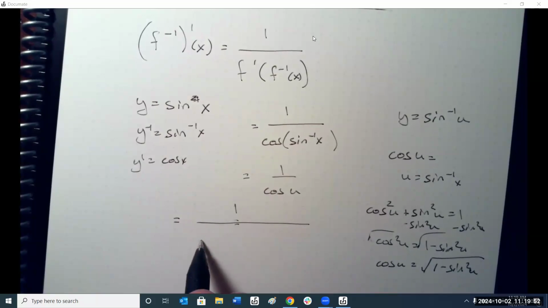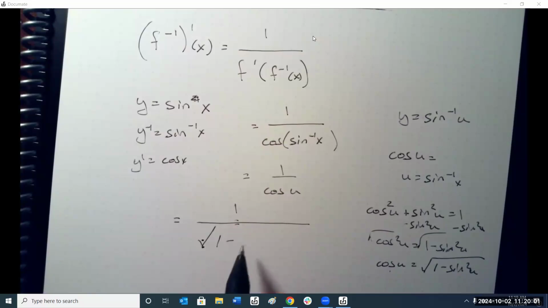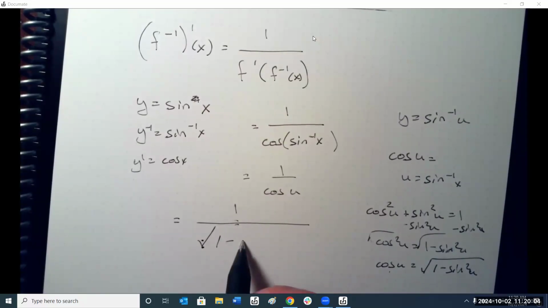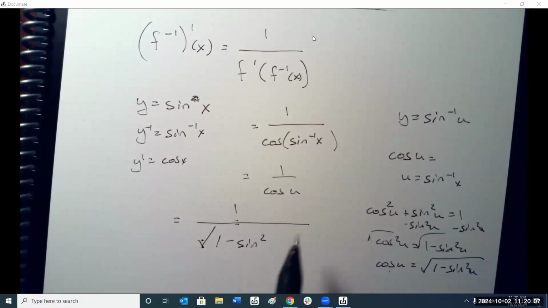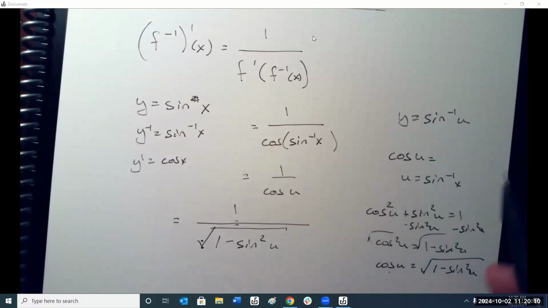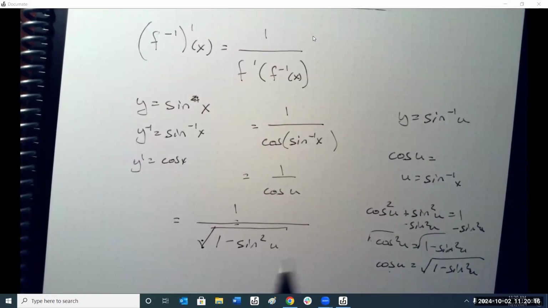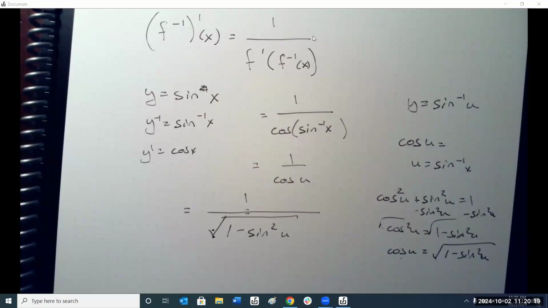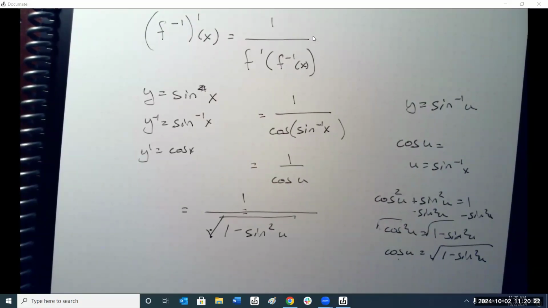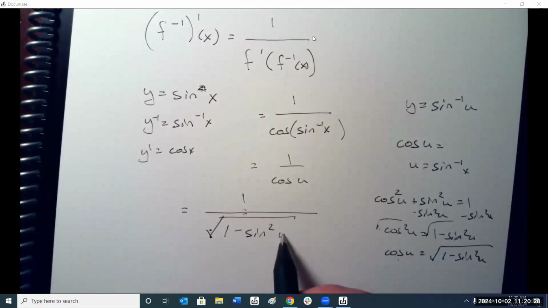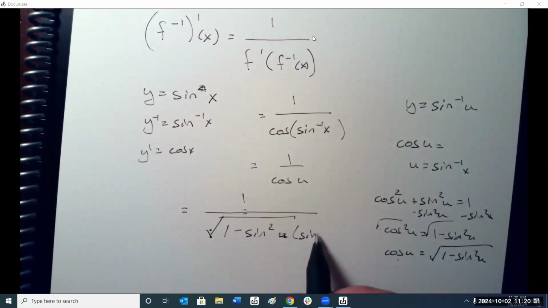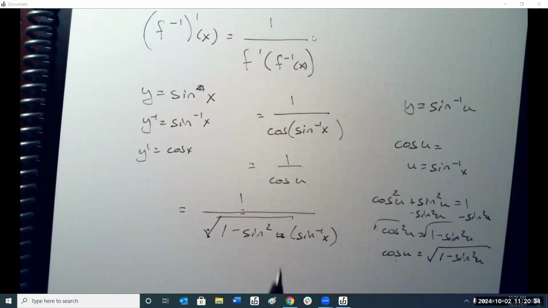We have 1 over cosine, which is that square root of 1 minus sine squared u. Remember, our u function is, we'll open that in a second. So now we'll do the inverse of that. So instead of u, we'll put sine inverse of x.